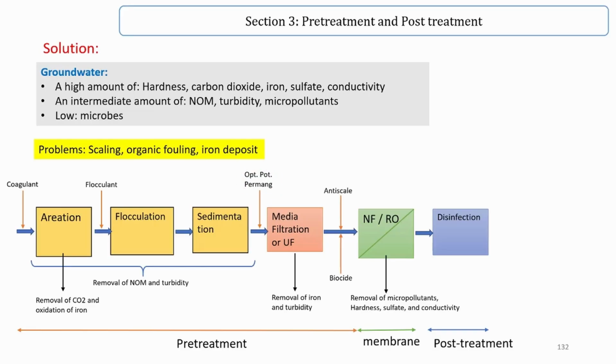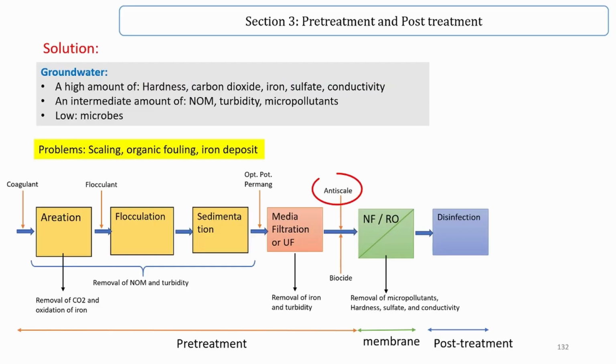As we have already discussed, the selection of a membrane to remove hardness depends on the concentration. If the concentration is high, you must use nanofiltration as a pre-treatment for reverse osmosis or some alternative such as ion exchange, but in low concentration, it can be removed using reverse osmosis directly. In this case, due to a high concentration of hardness, nanofiltration is selected as a pre-treatment, and sulfate and conductivity can be removed using reverse osmosis.